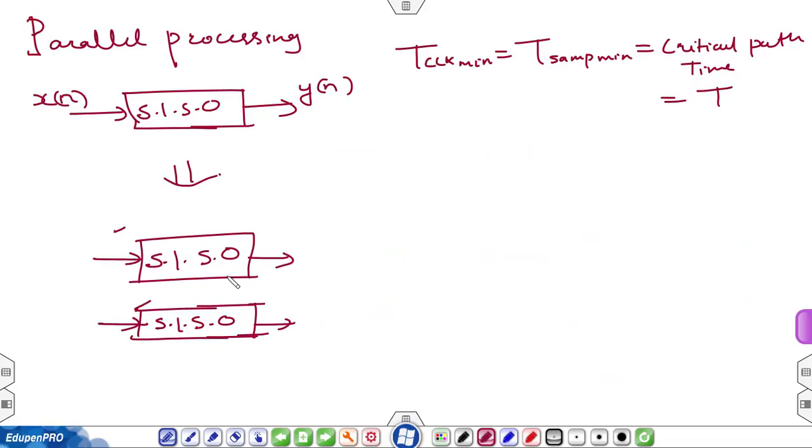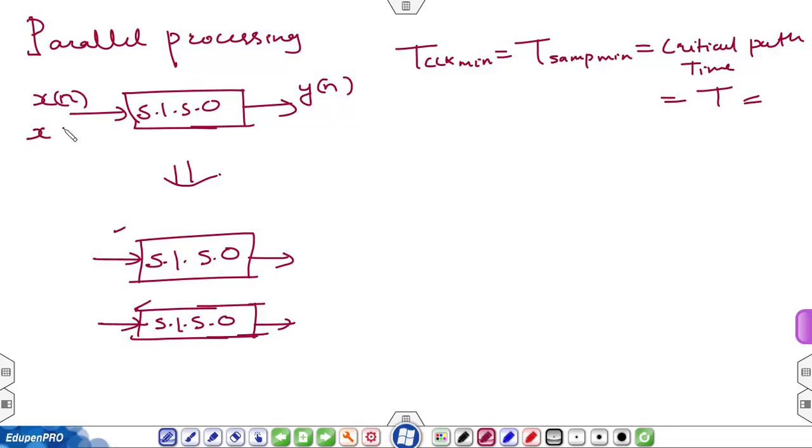So the concept of parallel processing is very simple. It just says to use duplicate hardware and make them work in parallel to increase the sampling rate. Starting with a single input single output system, the input is x(n) and the corresponding output is y(n), and let's say that its T clock minimum is equal to T sampling minimum, which is equal to the critical path time, and that is T. This has already been derived.